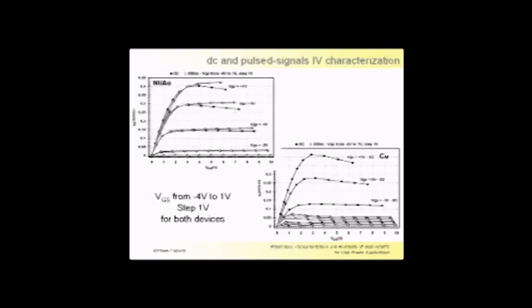Then, sorry, this is the DC and pulsed IV of both samples. On the left side, the nickel gold one, and on the right side, the copper one. These are the bias conditions. We can see that for the nickel gate one, there's no difference between DC and pulsed IV, but in the copper gate one, we found a huge amount of dispersion.